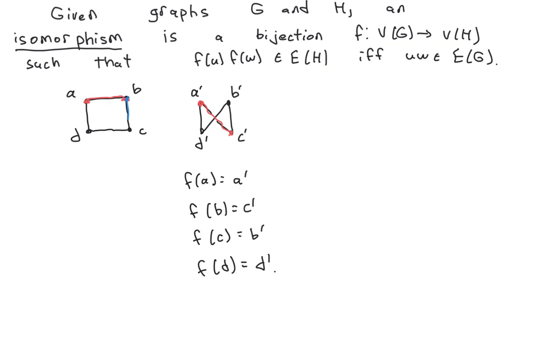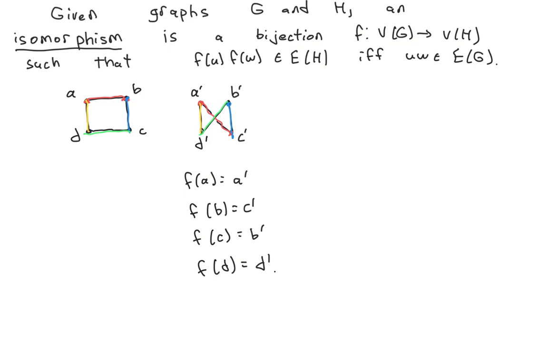The edge from B to C gets sent to B prime, C prime. The edge from C to D gets sent to B prime, D prime. And finally, the edge from D to A gets sent to D prime, A prime. And so you see this really does preserve all the edge relationships.